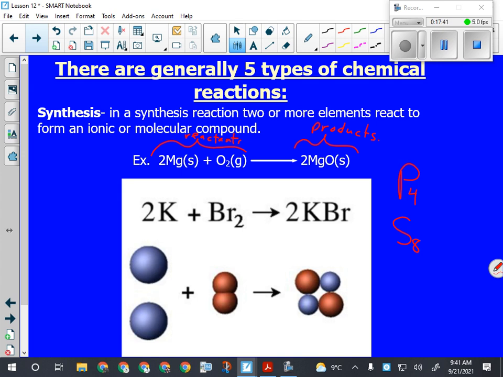Okay. Questions on synthesis reactions? Okay, so in a synthesis reaction, 2 elements combine to form a single compound. That compound could be ionic or molecular. It depends what's reacted.